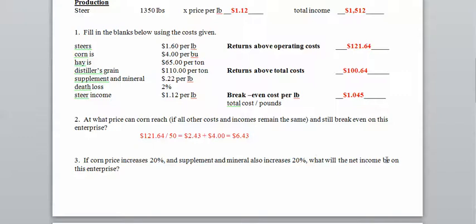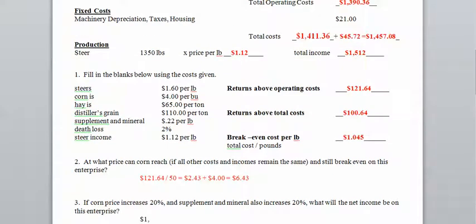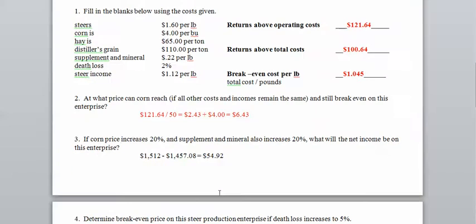And the question is, what will the net income be on this enterprise if these costs go up? Okay, well, we still have the same income. The steer still brings us in $1,512. Subtract the new total cost of $1,457.08. Okay, so we end up with now a total profit of $54.92. So you can see if those two items go up 20%, our profit is reduced drastically.